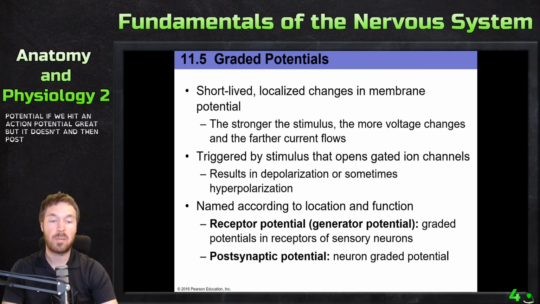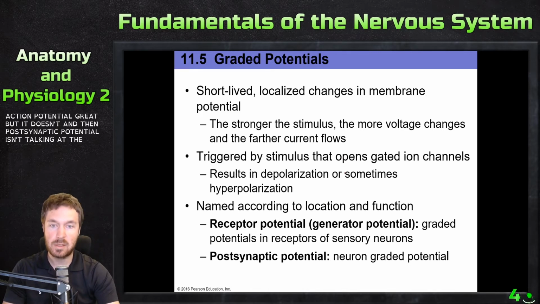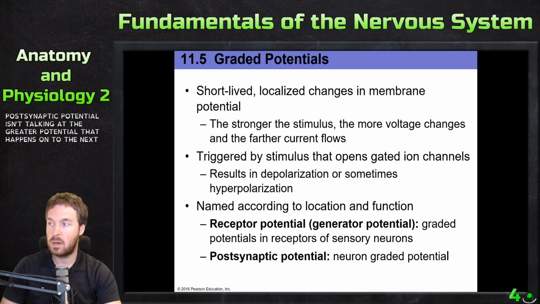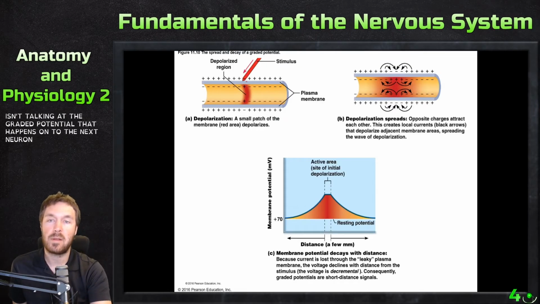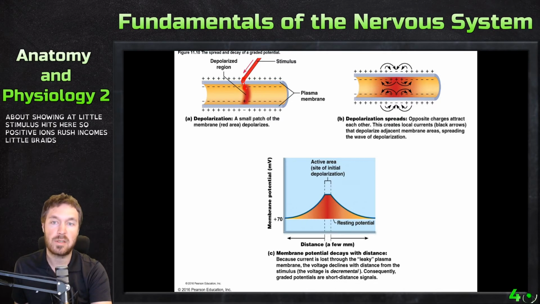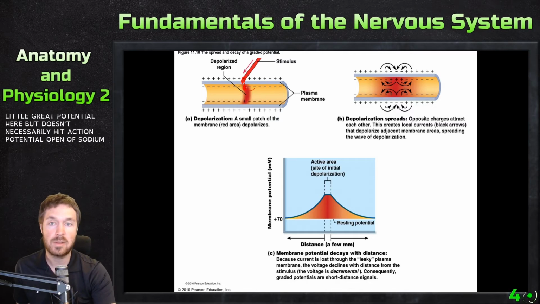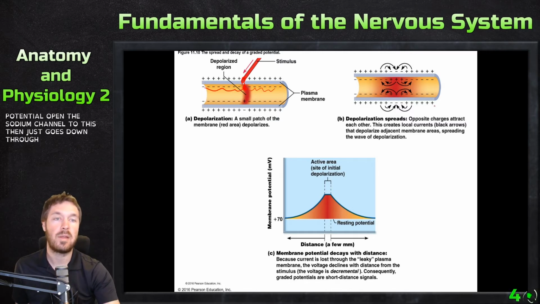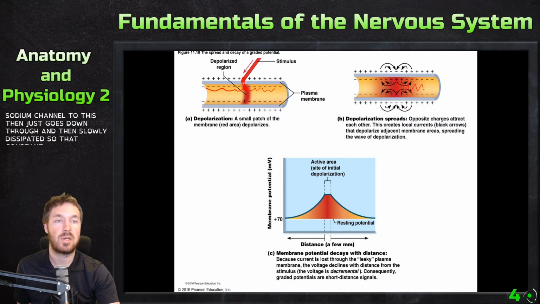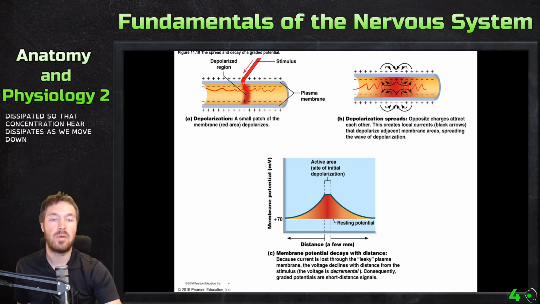And then postsynaptic potential is talking about the graded potential that happens onto the next neuron. So here, talking about showing it, a little stimulus hits here. So positive ions rush in, cause a little graded potential here, but doesn't necessarily hit action potential and open the sodium channel. So this then just goes down through and then slowly dissipates. So the concentration here dissipates as we move down through. You can also see that represented on this graph right here.